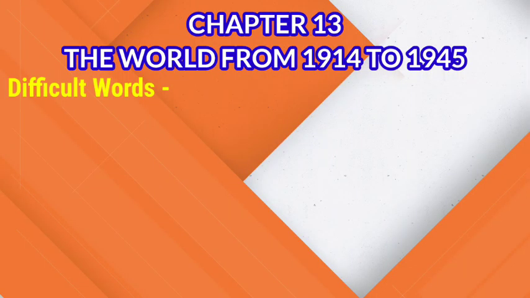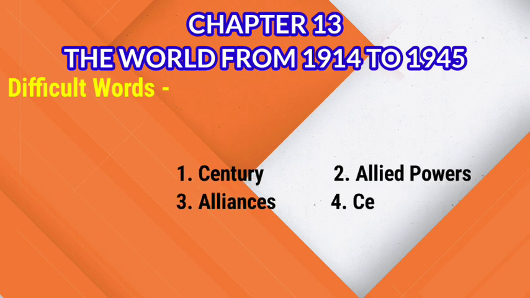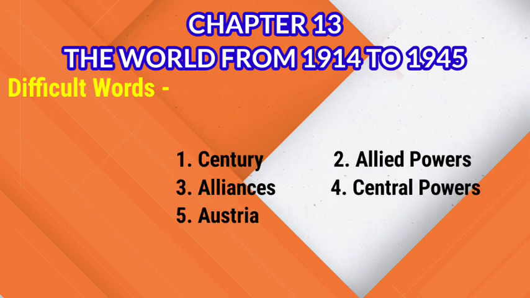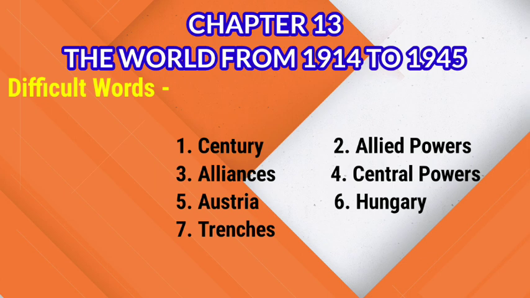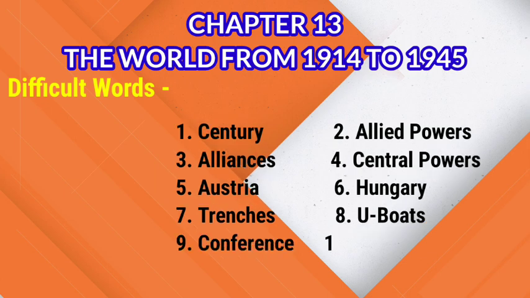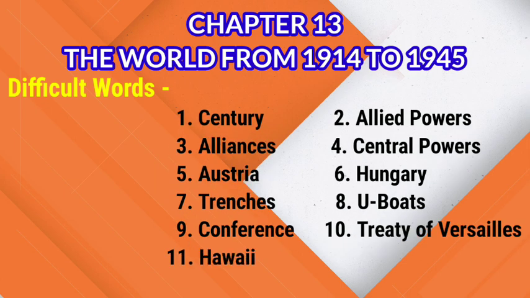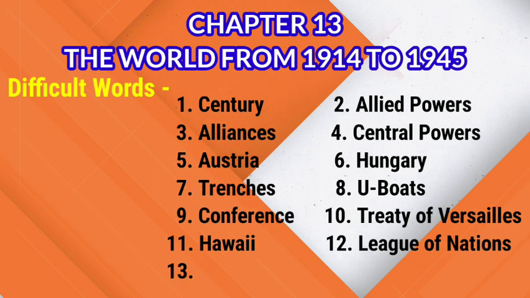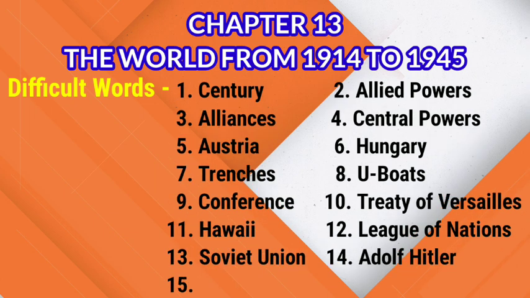Chapter 13. The World from 1914 to 1945. Difficult words. 1. Century. 2. Allied powers. 3. Alliances. 4. Central powers. 5. Austria. 6. Hungary. 7. Trenches. 8. U-boats.